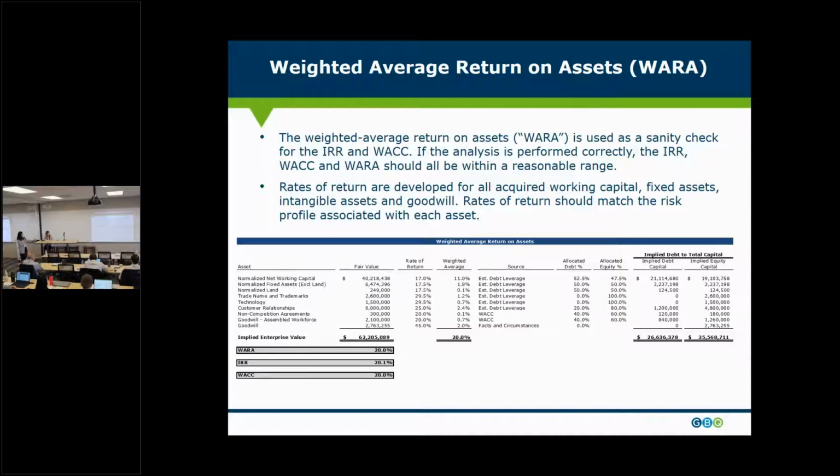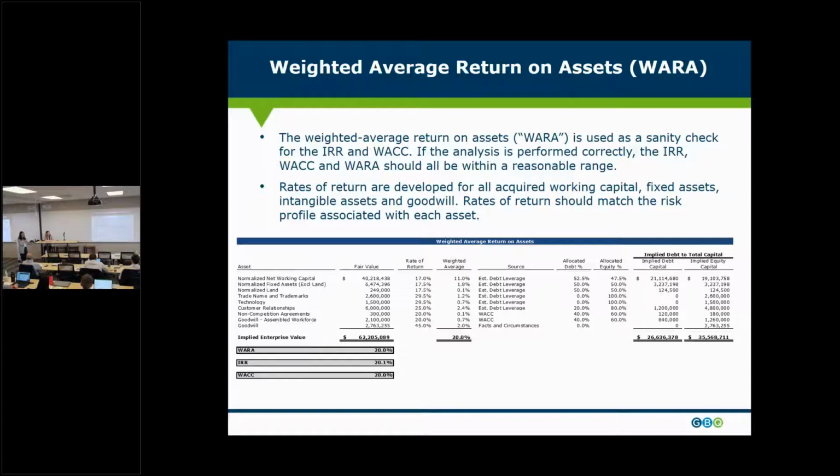So for all you auditors out there, this is where you're looking, or your valuation department at a CPA firm. This is where they're checking the work. This is one of the things they're really looking at: are these things in line? The WARA here is 20%, the IRR is 20.1, the WACC is 20%.